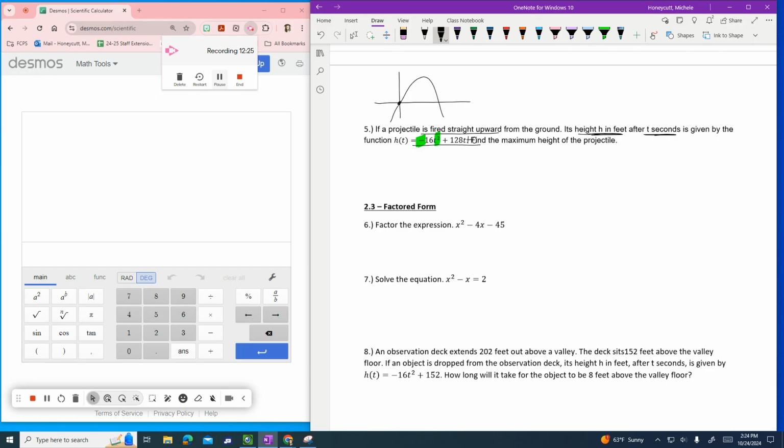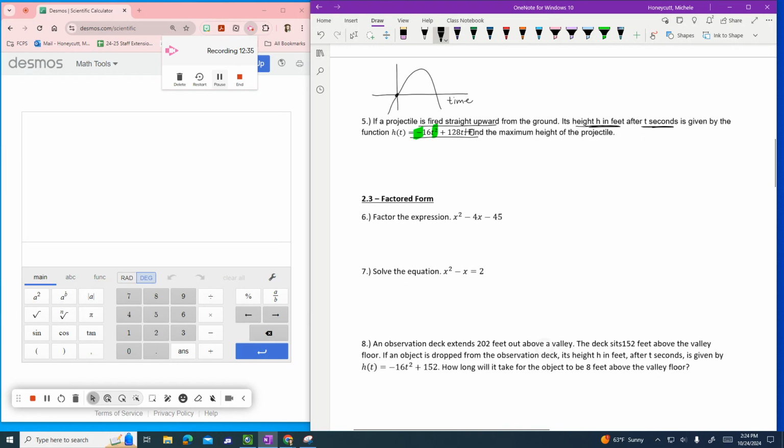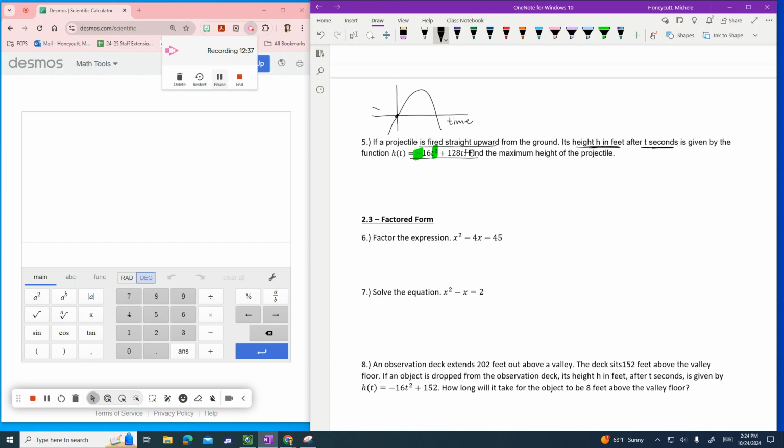Then I can start to label what everything stands for. T would be my x on the horizontal axis, so that's time. And height is on the y-axis. And I know that height's on the y-axis because normally right here in that position we have a y, and normally where there's that squared, it's an x squared.